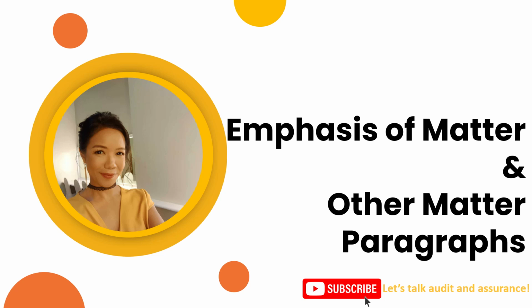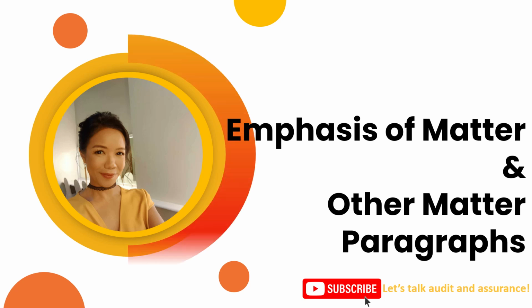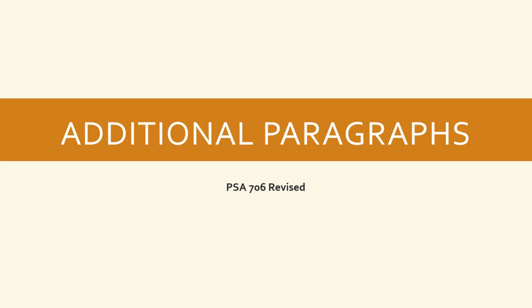pervasive. We then proceeded to look at the contents of the standard unmodified report, which is outlined in PSA 700. And we ended up with a promise that in the next video, we are going to talk about emphasis of matter and other matter paragraphs. So here we are. In order to make good that promise, we're finally going to talk about the additional paragraphs in the auditor's report. And our main basis and our main inspiration for this is actually PSA 706 revised.